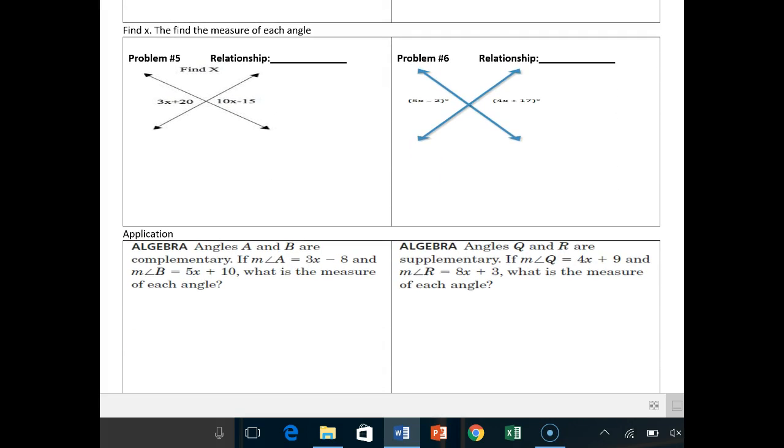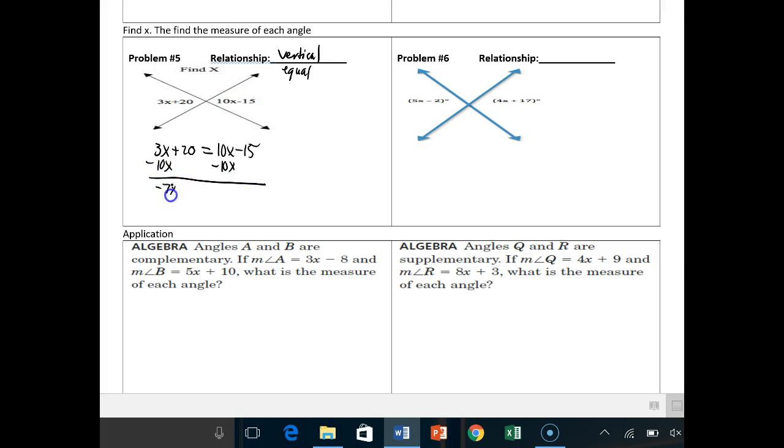All right, find the measure of each angle. So now we have a vertical relationship. So we'll go ahead and set them equal to each other, right? Supplementary is 180, complementary is 90, so vertical will be equal to each other. So we'll say 3x plus 20 equals 10x minus 15. Remember, when we have variables on both sides of an equation, we try and move all the variables over to one side. So I'll do that.